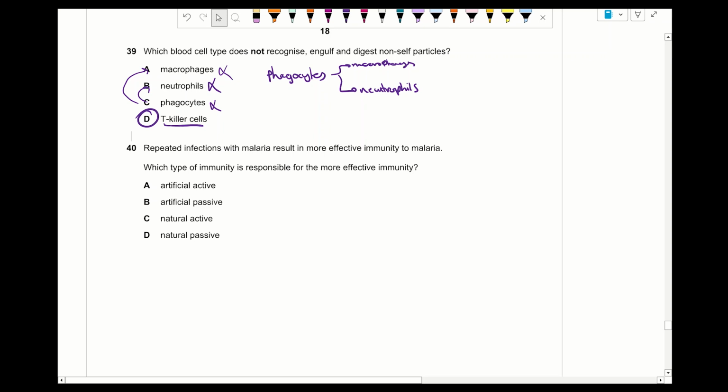Number 40. Repeated infections with malaria result in more effective immunity to malaria. Which type of immunity is responsible for the more effective immunity? Here we're talking about natural immunity since it is a repeated infection. Now, with natural immunity, we must talk about active immunity since there has been an active infection with malaria. Therefore, it's supposed to be natural active. So the reason why the others are wrong, first of all, artificial immunity indicates that this is a vaccine. However, this is incorrect. Artificial active immunity is antigens found in vaccines which induce active immunity. So this is incorrect. And when we talk about passive, we're talking about antibody transfer, such as antibodies in breast milk. Therefore, this is incorrect, and the answer is going to be C.